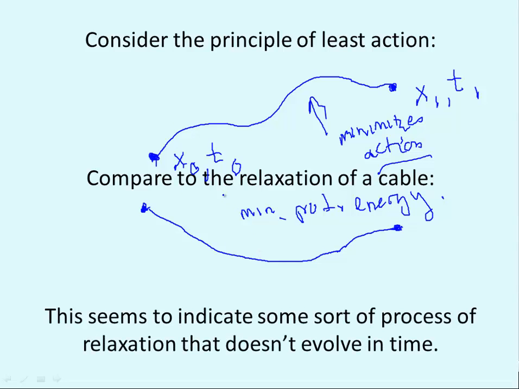It seems to indicate some sort of process of relaxation that does evolve in time. So perhaps the principle of least action reflects some kind of process. But this process can't be a process that evolves in time, because you're fixing the time at the beginning and at the end. And then you're getting a path that involves all the times in between.